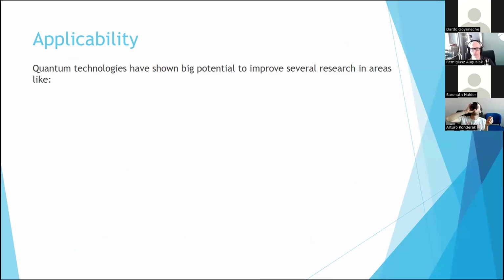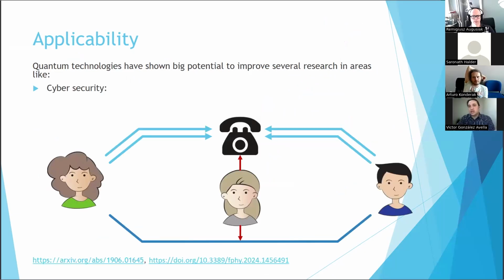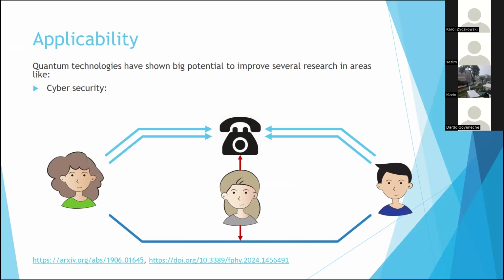To look for some applicability of these technologies, we know that they have the potential to improve several research areas, like, for example, cybersecurity. We know that classical cryptographic protocols in general rely on some tasks that are very difficult to do in the time that the communication between Alice and Bob lasts. For example, the RSA algorithm, in which we try to find the prime factors of a big number. The security of this protocol relies on the fact that finding the two factors is very hard to do in the time that Alice and Bob are in communication.